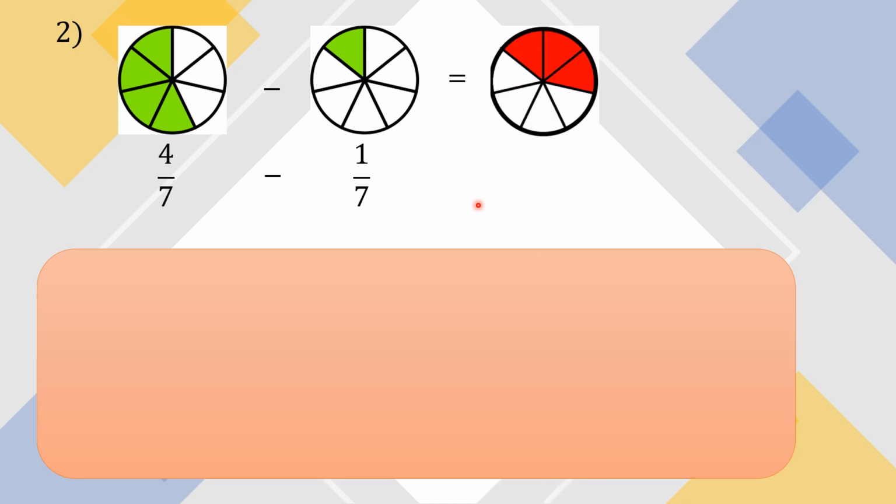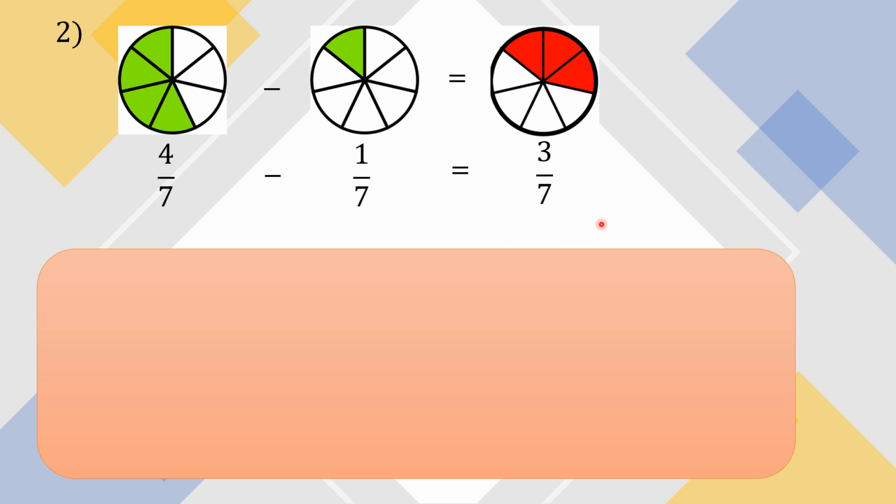Okay, look at the picture. So how many shaded parts are there? We have 1, 2, 3. So 4 minus 1 is equal to 3/7. So that is how to subtract fractions.